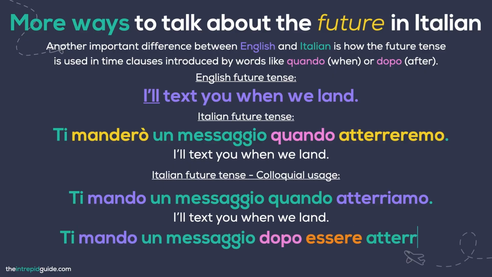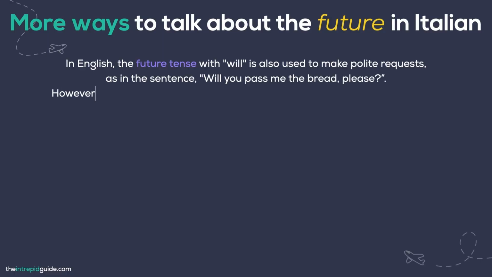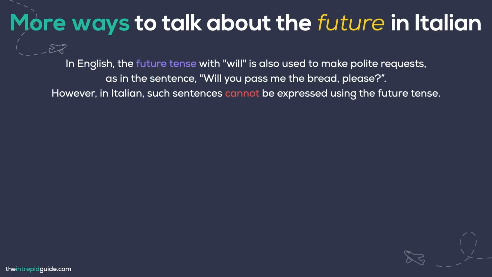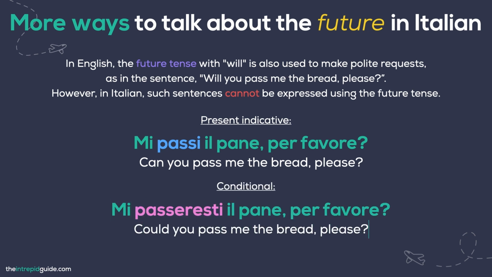Another common informal variation is to use the infinitive in the time clause, like Ti mando un messaggio dopo essere atterrati. I'll text you after we land. And finally, in English, the future tense with will is also used to make polite requests, as in the sentence, "Will you pass me the bread, please?" However, in Italian, such sentences cannot be expressed using the future tense. Instead, it requires a different structure, typically the present indicative. Take a look. Mi passi il pane, per favore? Or the conditional mood. Mi passeresti il pane, per favore?